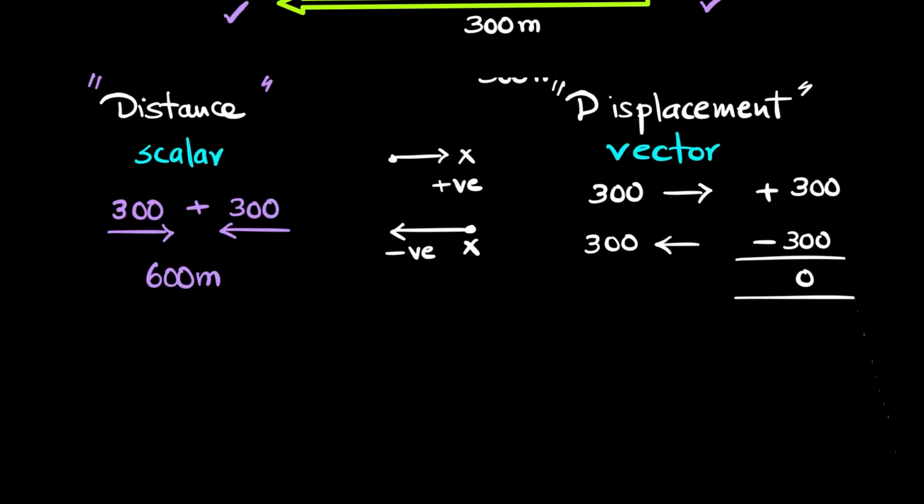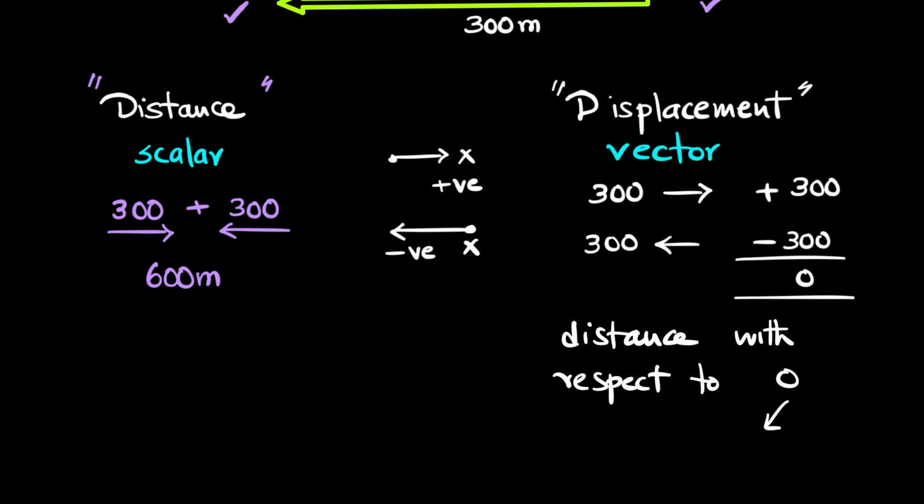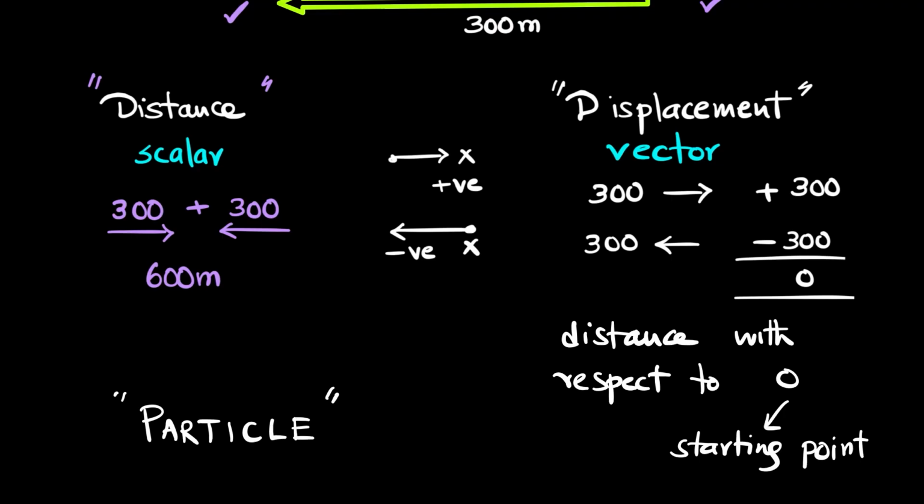What does it mean? Displacement means distance with respect to the starting point. In this case, the starting point is O. Since the particle, we refer to an object, a mass, a car, a vehicle, a person as a particle in mechanics, if the person or the particle is back at the starting point, the displacement is 0. So therefore, distance is a scalar quantity. Displacement is a vector quantity.